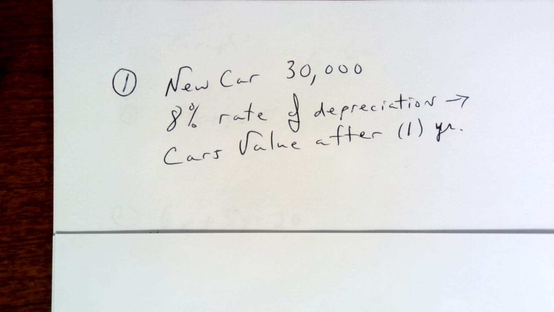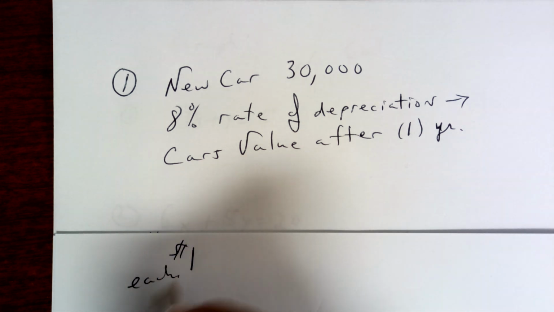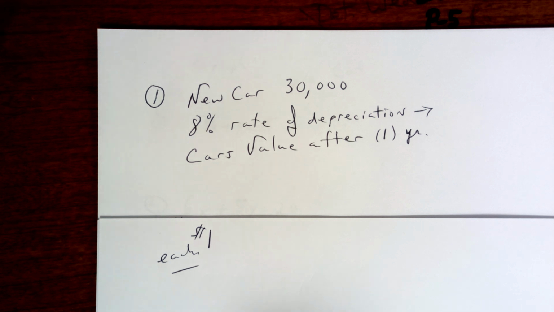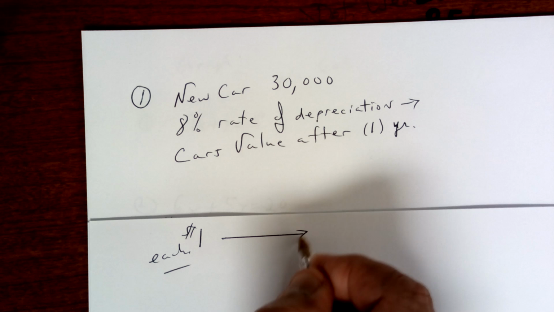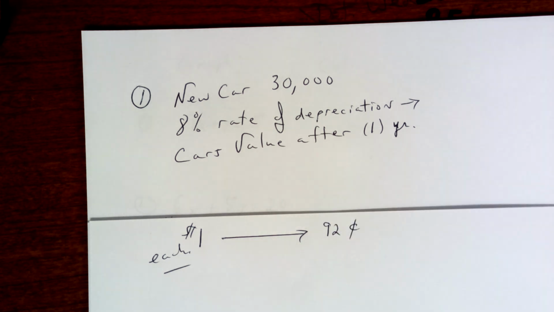So on this one right here, a new car, let's say you buy a car for $30,000, 8% rate of depreciation. What does that mean? Well, that means for every dollar that you pay, you're losing 8 pennies on every dollar. So now you only get 92 cents back. So you lost 8 cents on every dollar.